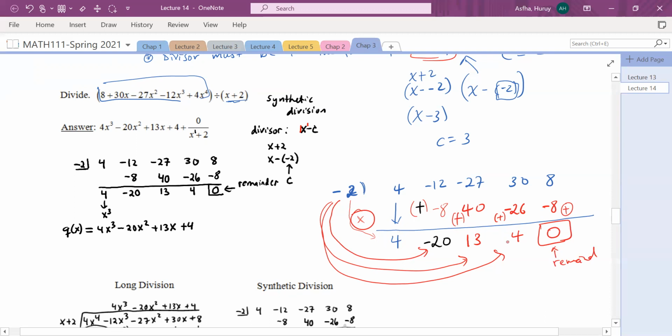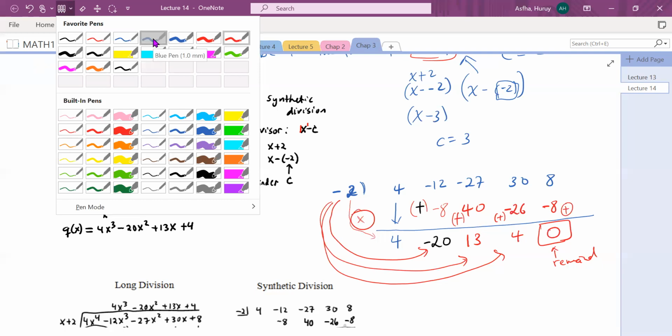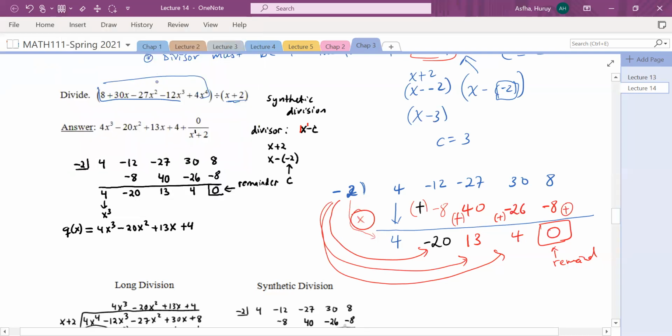And these are the coefficients of the quotient. Now, how do we determine what the quotient looks like, or the degree of the quotient? Well, since this polynomial is degree 4, and the divisor is degree 1, the quotient has degree 1 less than this one. So the quotient will be degree 3, because when you divide x to the 4th by x, the result is x cubed. So the quotient will be a cubic function.